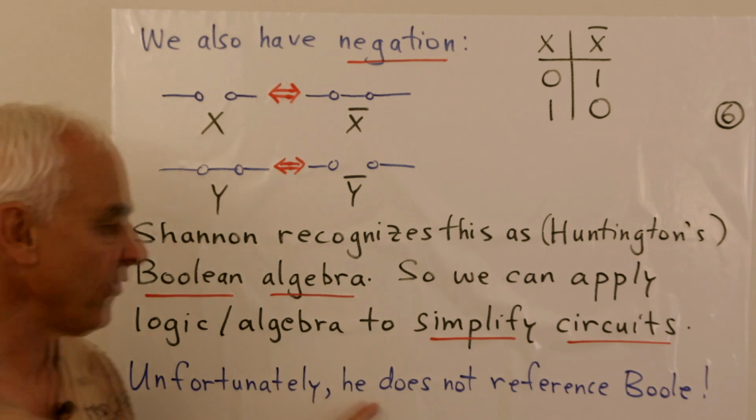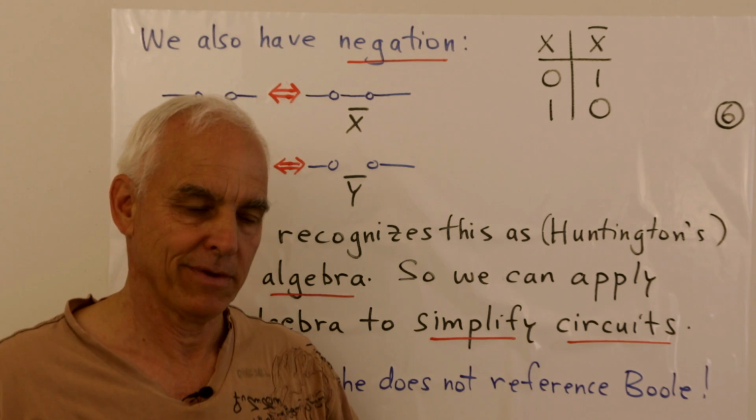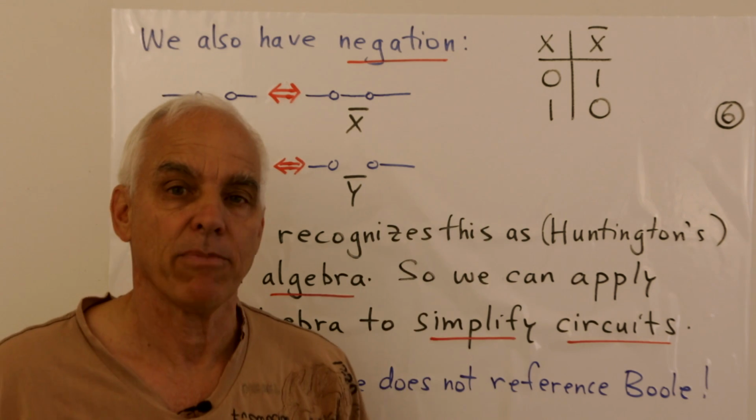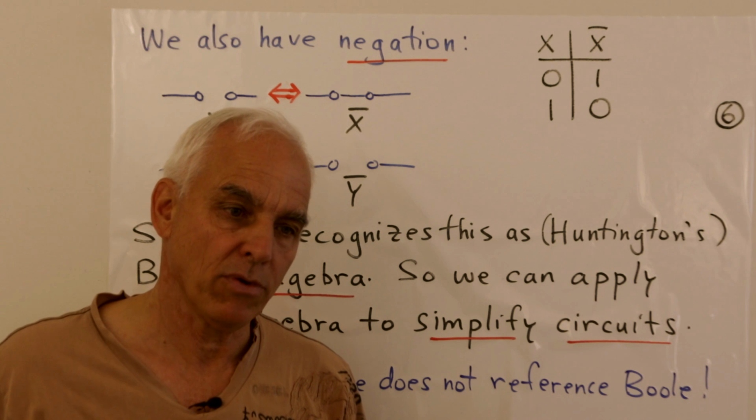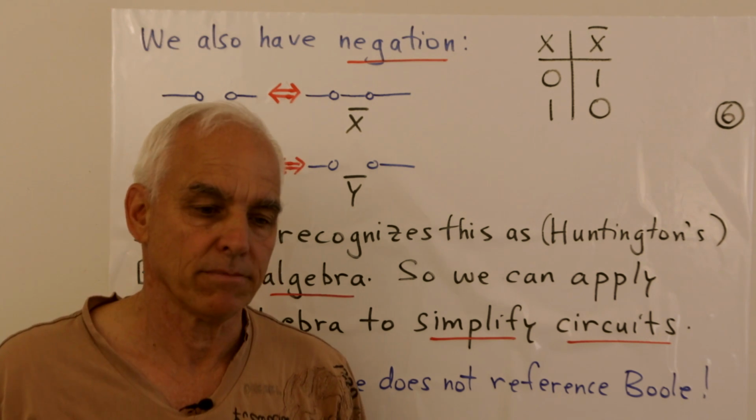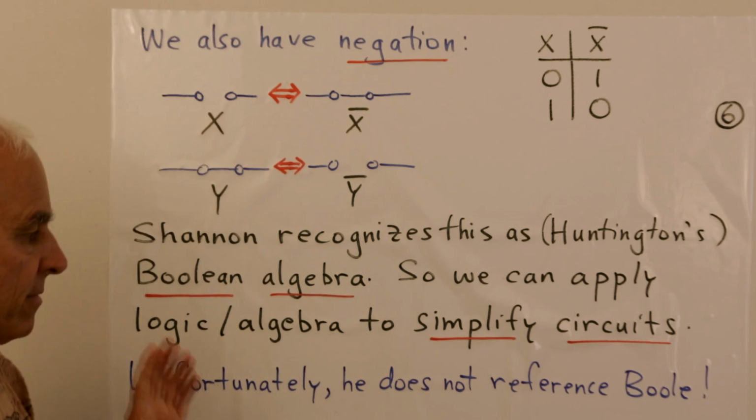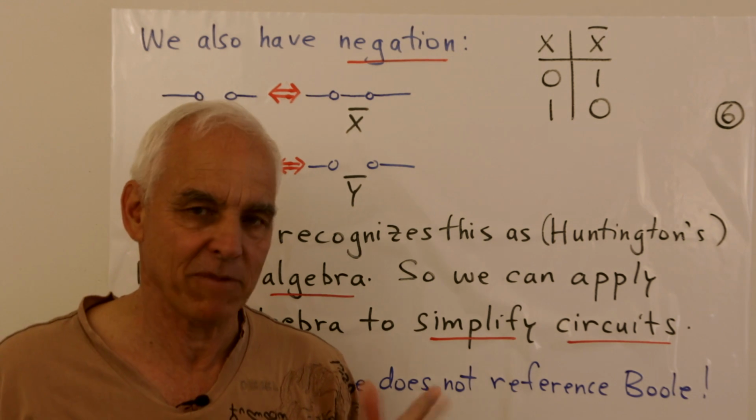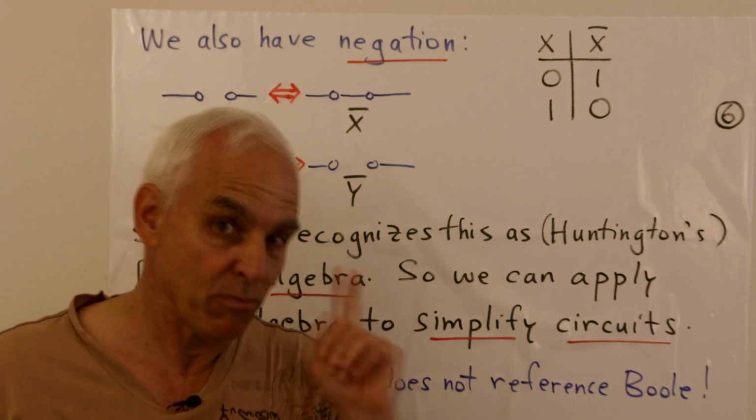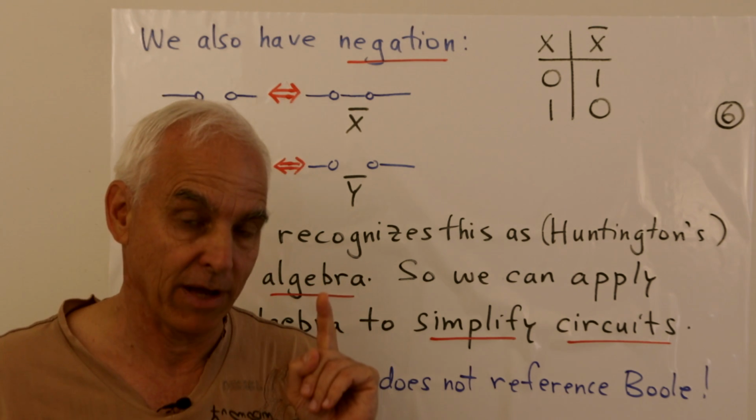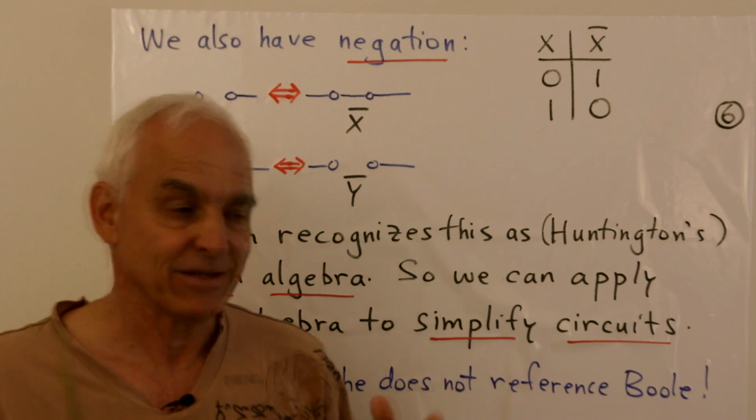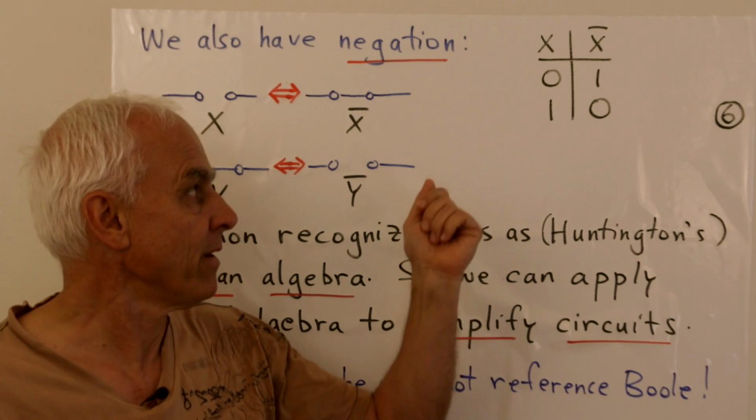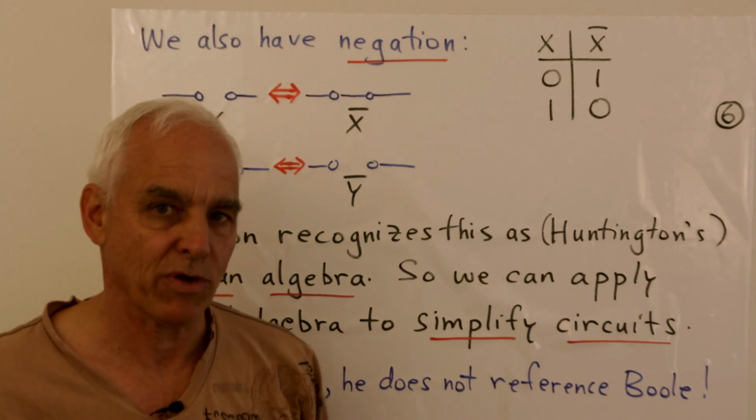Unfortunately, his paper does not actually reference Boole. He references Huntington's paper. And so maybe he was not aware of Boole, I don't know. But in any case, the history of 20th century electrical engineering would possibly have been quite different if he had read Boole's first paper in the story and realized that there was another way of describing what's going on here, or at least accessing or working with the algebra here.